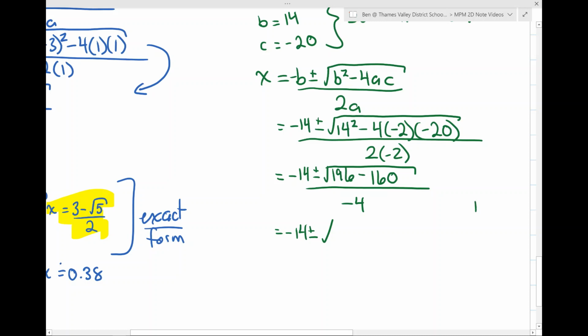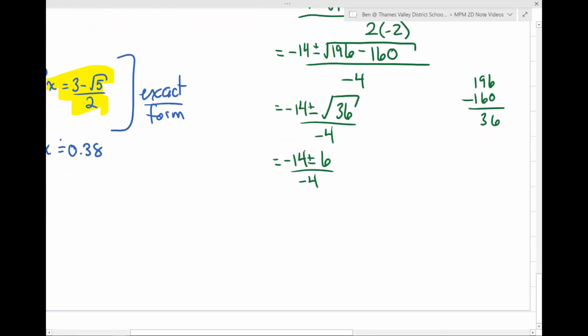We can do that in scratch over here if we want. 196 minus 160, 36. Fantastic. The square root of 36. I wonder if we recognize that. Square root of 36, we know what that is. Plus or minus 6, right? All divided by negative 4. And there we are. Then we can break it apart into two solutions, right?